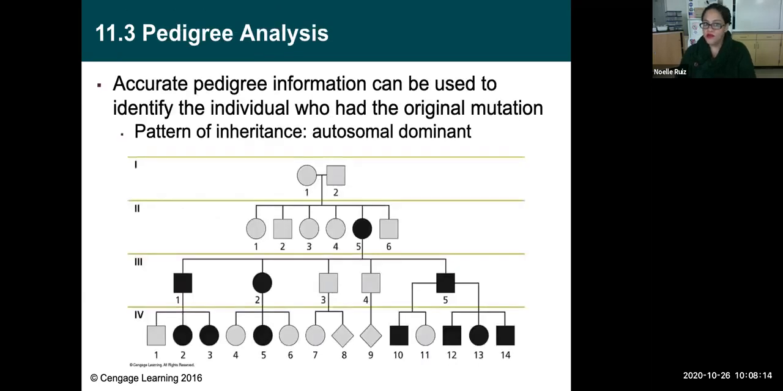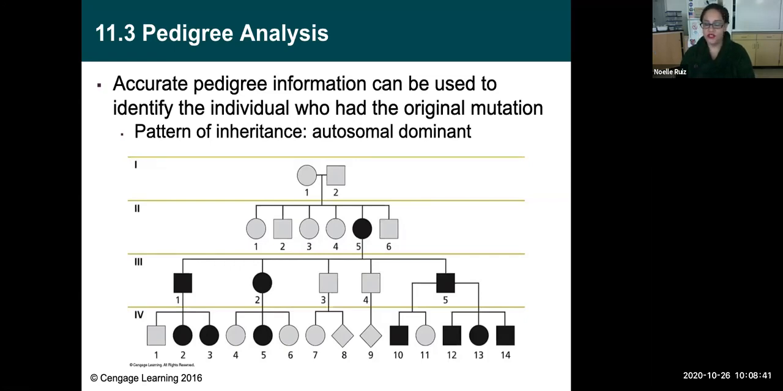So pedigree, just to review, accurate pedigree information can be used to identify the individual who had the original mutation. This pattern of inheritance is autosomal dominant. There are no carriers here. There's no half and half circles. And it looks like there's about an equal number of men and women that get this mutation. Whatever this disease was, this is just an example.